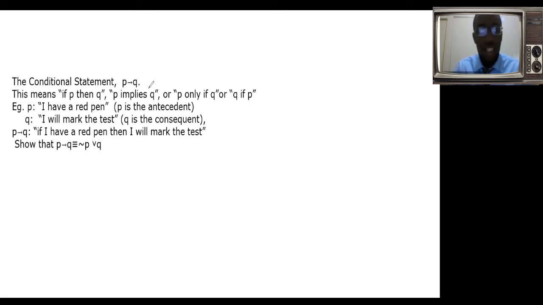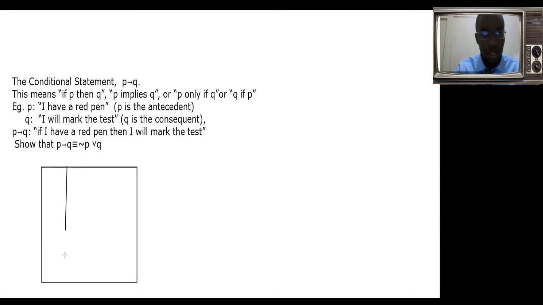All right, so here the condition P implies Q, which means if I have a red pen, then I will mark the test. So let's look at how this truth table will be looking. So first we're going to look at just the truth table for the conditional statement. So we have P, we have Q, then we have P implies Q.